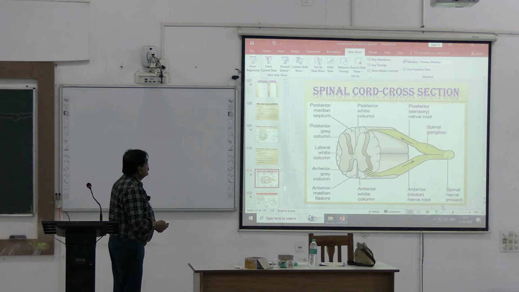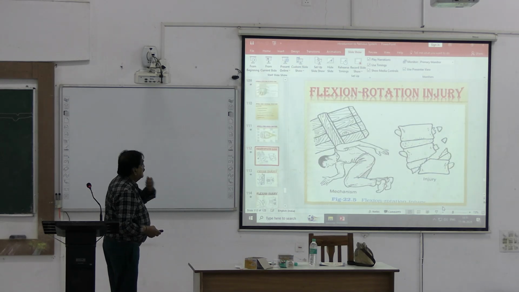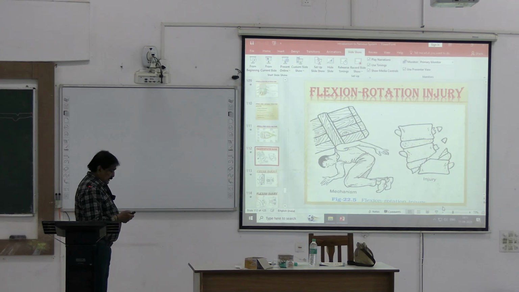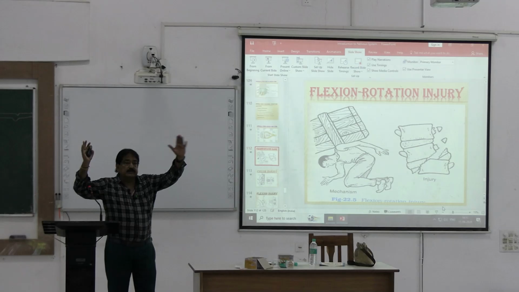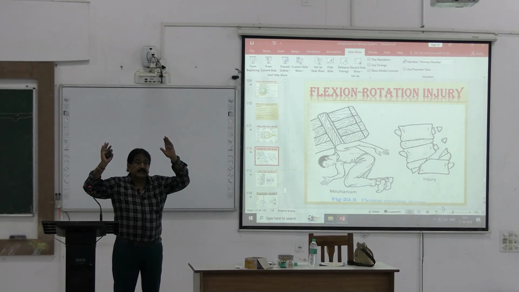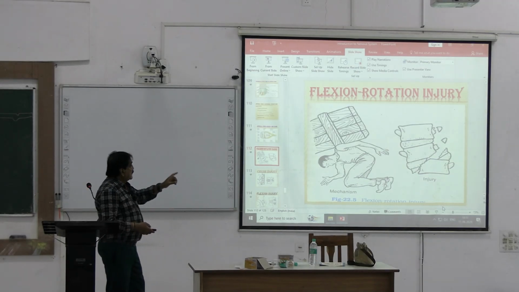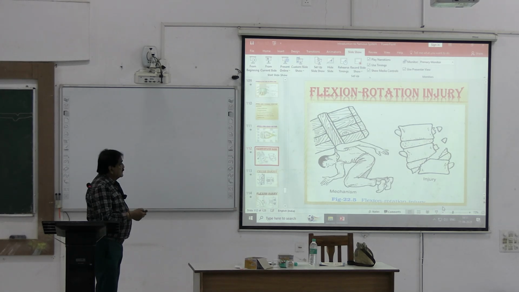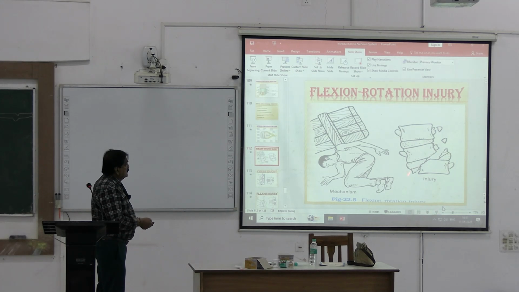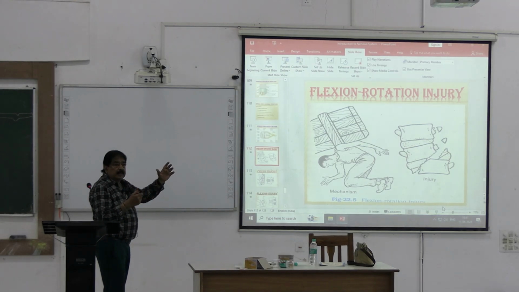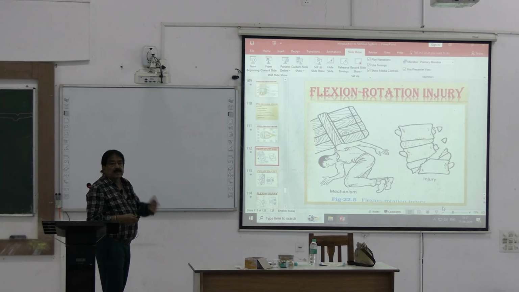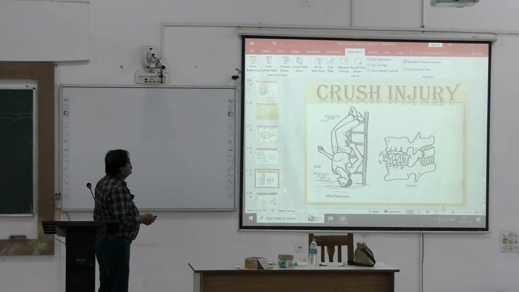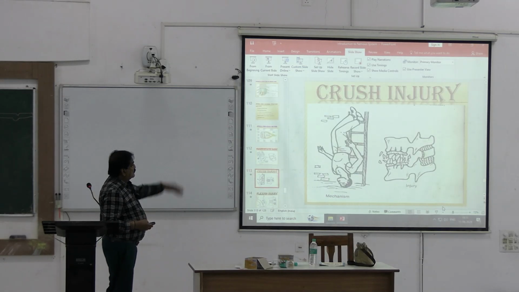Now, flexion rotation injury. The mechanism. One big, you see the pulleys. Suddenly if he falls like this, then it is expected that he will get a fracture like this. This is the injury: flexion, rotational injury. Twist of the vertebral column and also the spinal cord. Crash injury from the ladder.